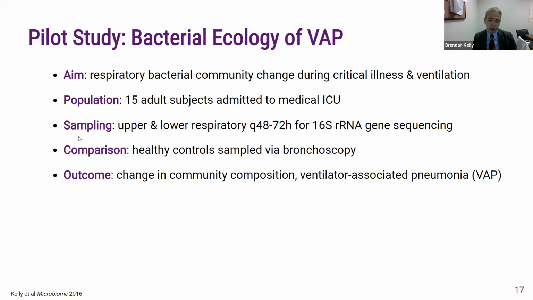This initial study was just a small pilot study with 15 adult subjects who were admitted to our medical ICU. We performed upper and lower respiratory sampling every 48 or 72 hours, roughly speaking, and performed amplicon 16S ribosomal RNA gene sequencing. We compared our findings in this initial pilot cohort to healthy control subjects who'd been sampled via bronchoscopy. We were interested in the change in community composition over time, and also in the relationship between community features and VAP, or ventilator-associated pneumonia.